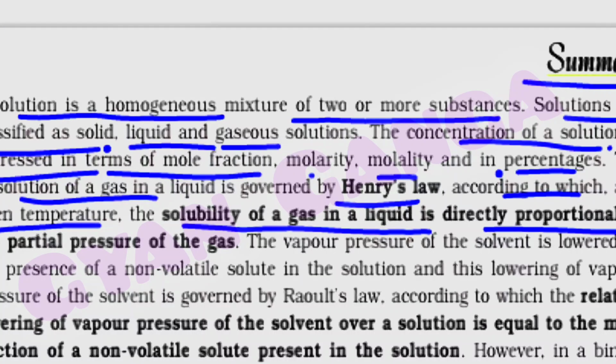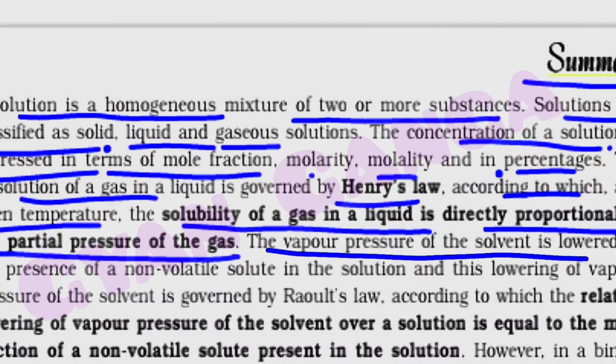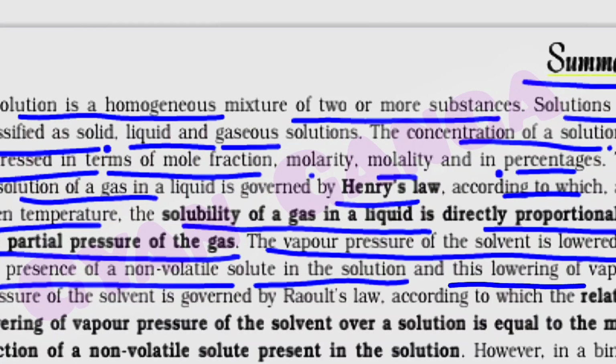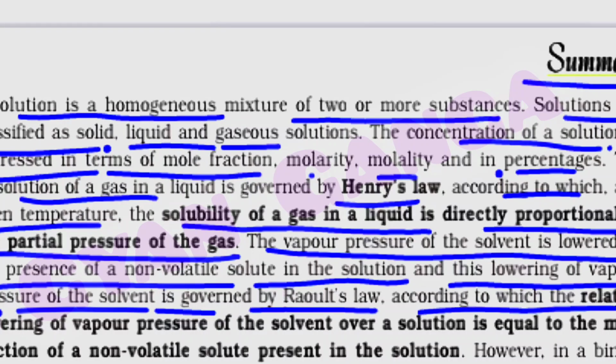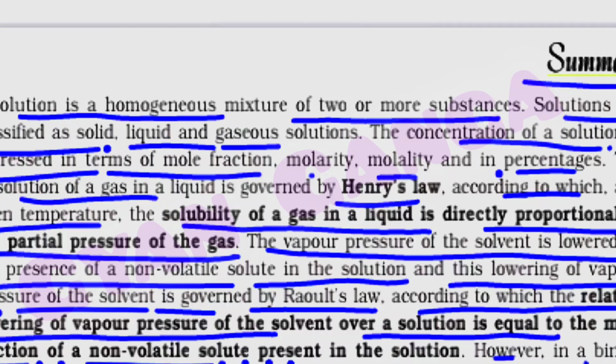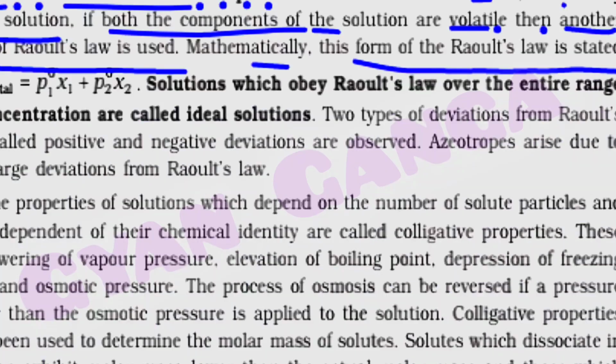The vapor pressure of the solvent is lowered by the presence of a non-volatile solute in the solution, and this lowering of vapor pressure is governed by Raoult's law, according to which the relative lowering of vapor pressure of the solvent over the solution is equal to the mole fraction of the non-volatile solute present in the solution. However, in a binary liquid solution, if both the components are volatile, then another form of Raoult's law is used. Mathematically, this form of Raoult's law is stated as P total is equal to P1° X1 plus P2° X2.